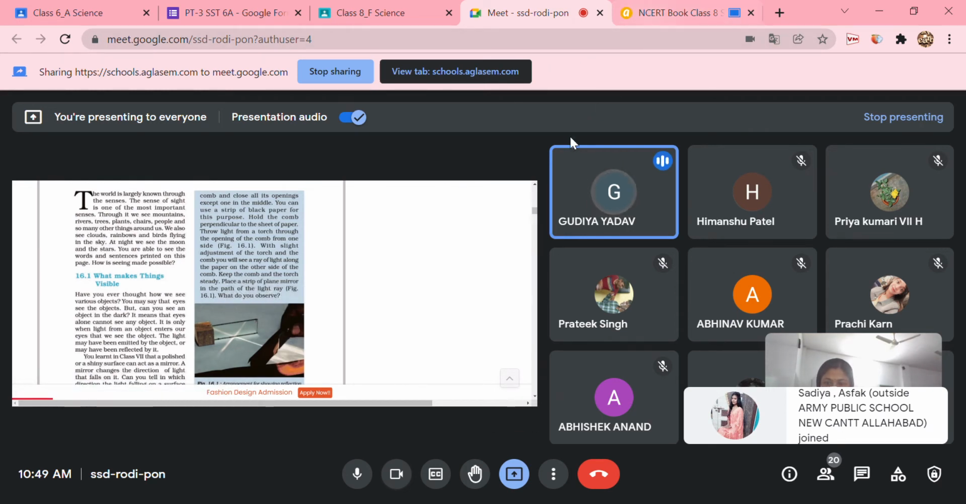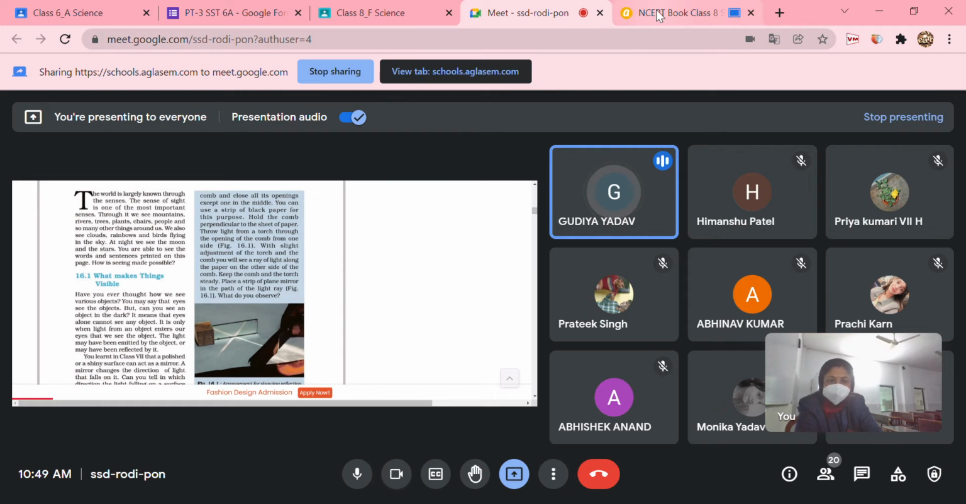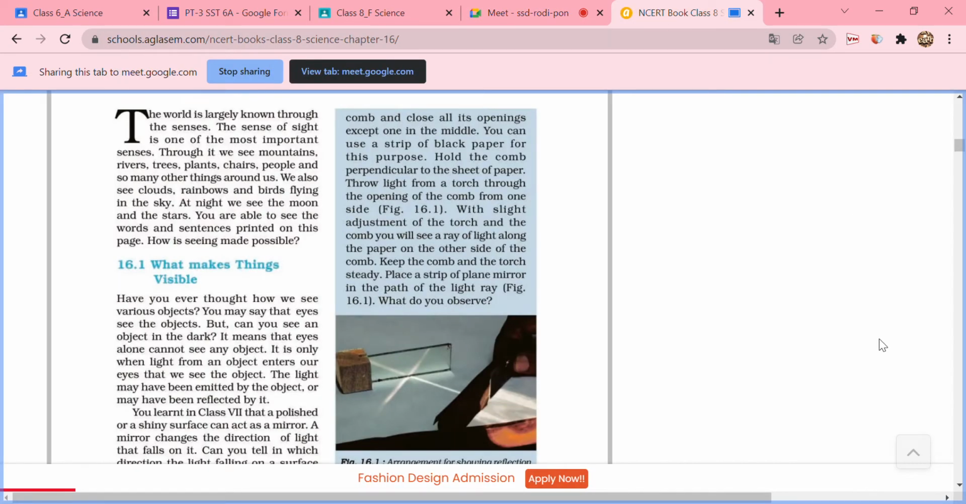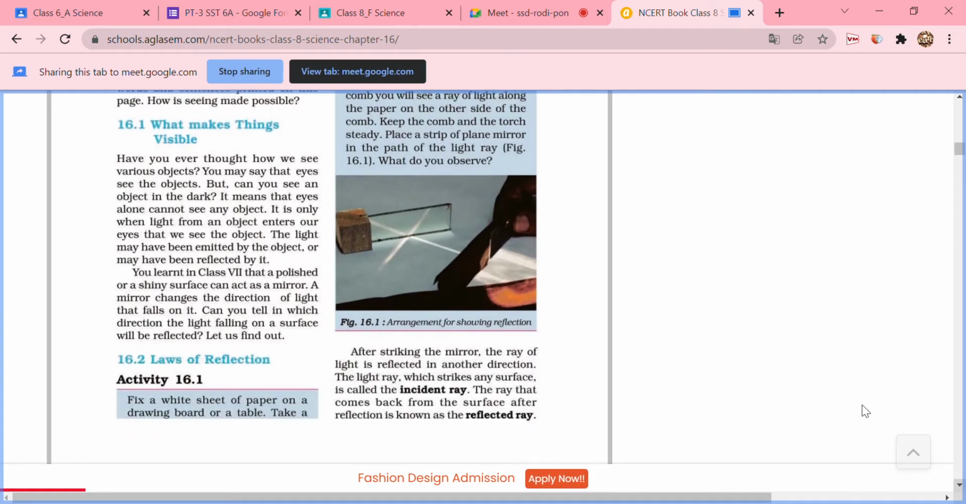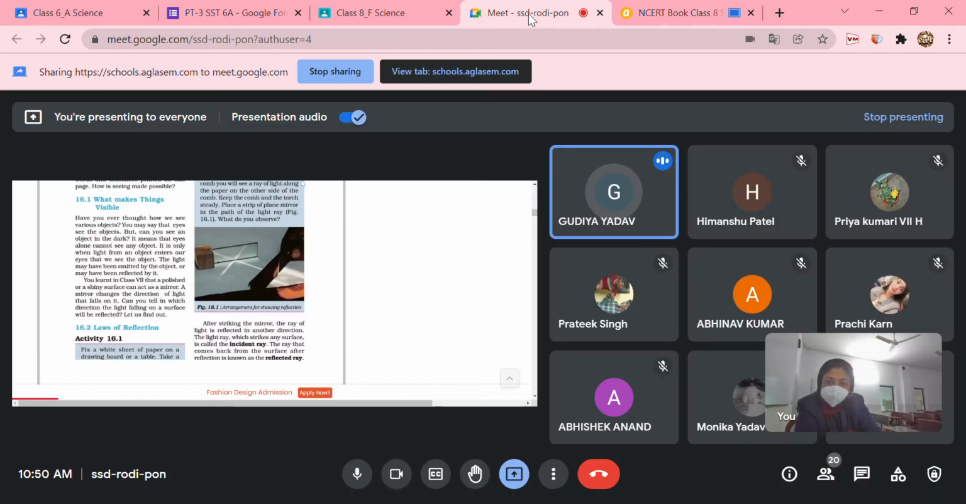How is seeing made possible? What makes things visible? Have you ever thought how we see various objects? You may say that eyes see the objects, but can you see an object in the dark? It means that eyes alone cannot see any object. It is only when light from an object enters our eyes that we see the object. The light may have been emitted by the object or may have been reflected by it.